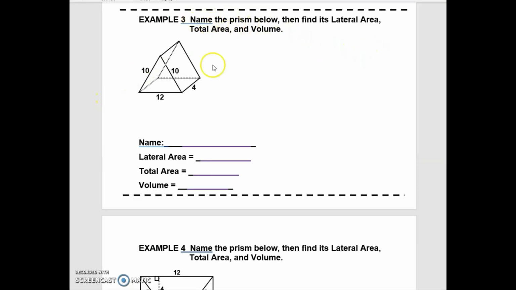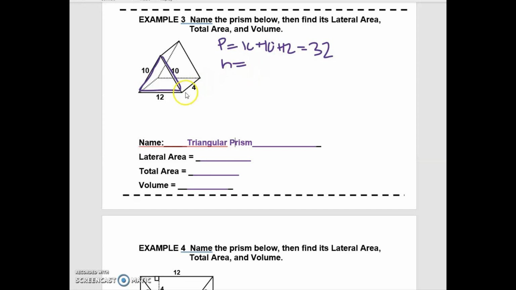On to example 3. So let's name this. This is a triangle base, so that means the name is going to be a triangular prism. Let's go ahead and find some of the information we know we need. We're going to need the perimeter, so 10 plus 10 plus 12, that's 32. Our height is going to be this, so 4.